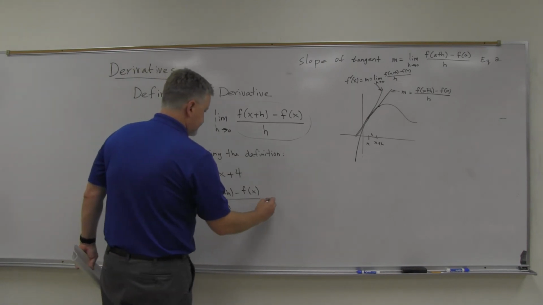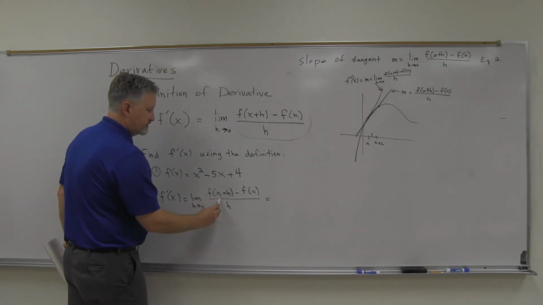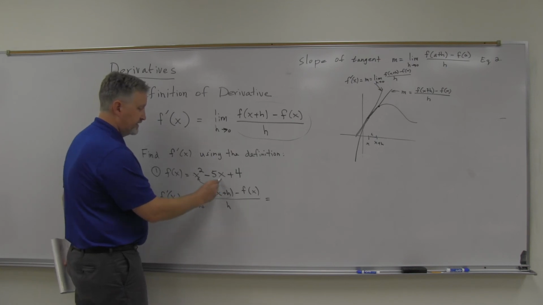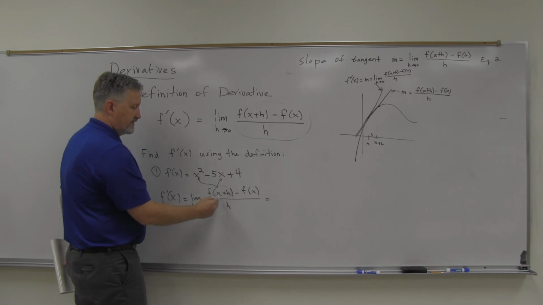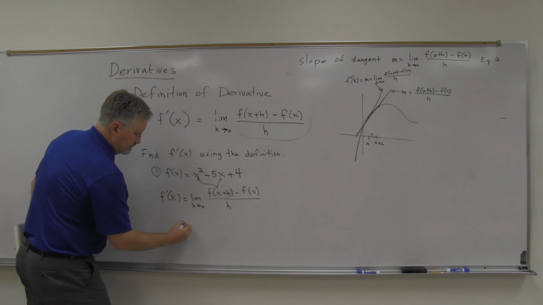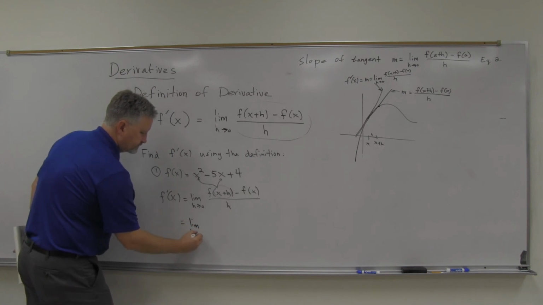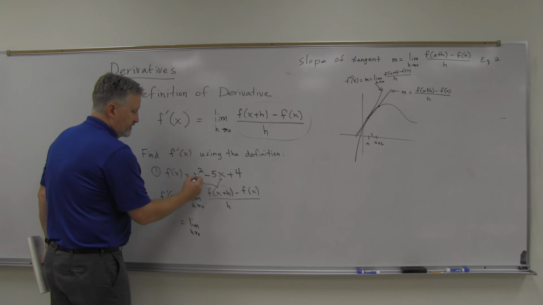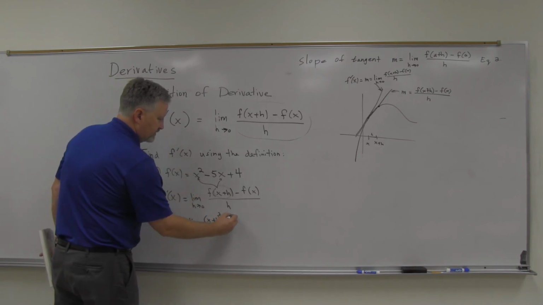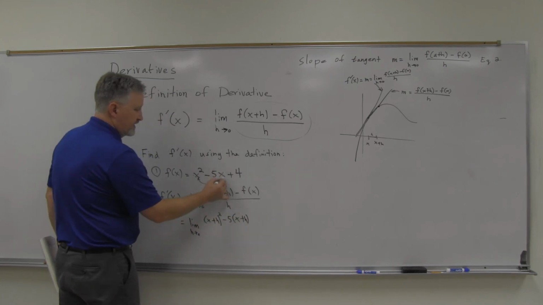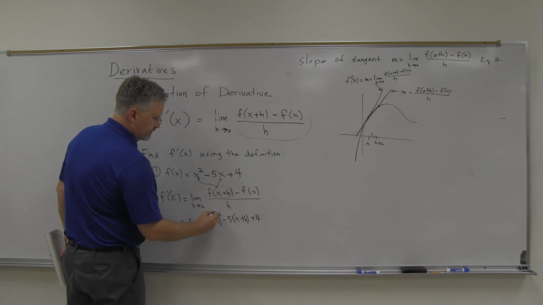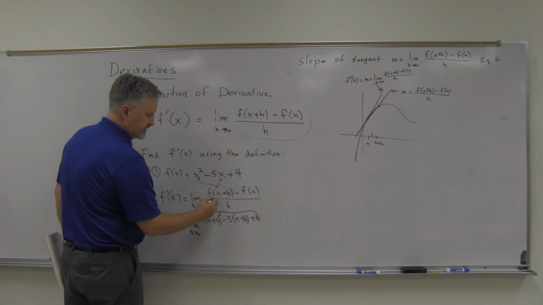So how do we do that? Well, f of x plus h, that means input x plus h for x. So we've got the limit as h approaches 0. F of x plus h, so I'm putting x plus h in for x. So it's x plus h squared minus 5 times x plus h, because that x gets x plus h, and then plus 4. So this right here is my f of x plus h.